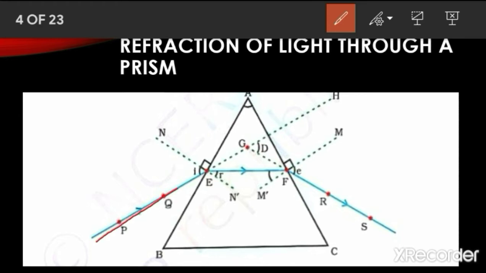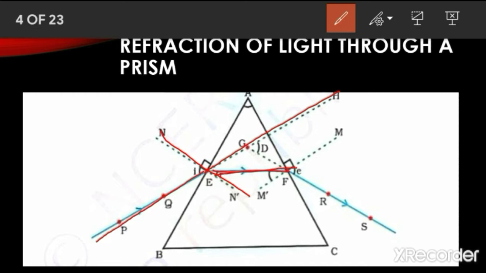Imagine this to be the ray of light. We expect it to go in a straight line. But we have studied in the last chapter, that is light reflection and refraction, that when light enters from a rarer medium to a denser medium, the light ray bends towards the normal. This is the normal and it bends towards the normal. The light travels from air, which is a rarer medium, to glass, which is a denser medium.